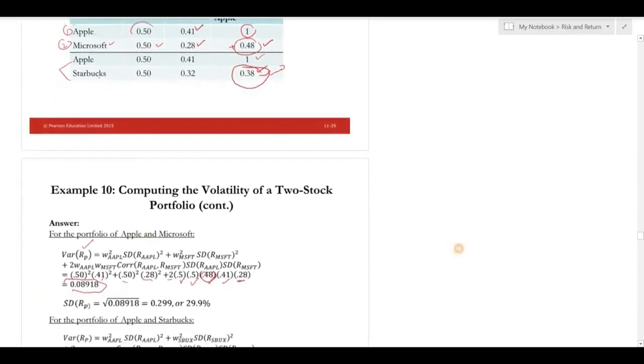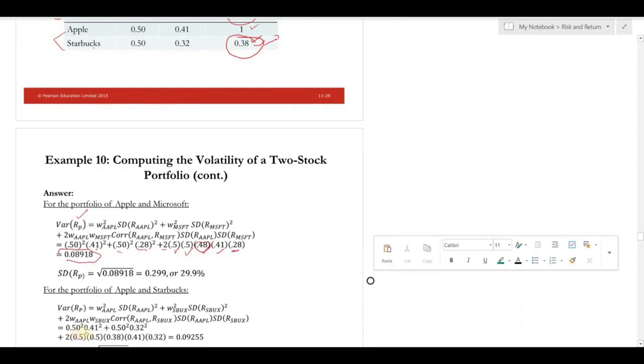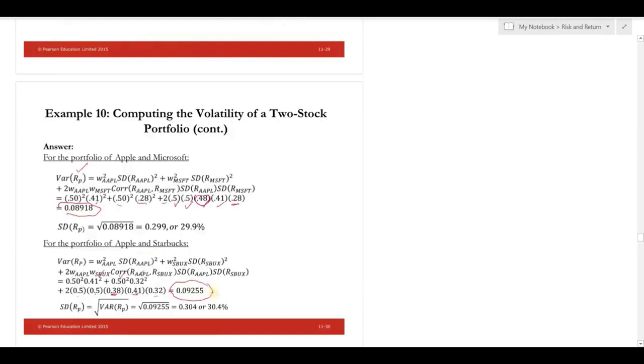And what about the portfolio of Apple and Starbucks? So 50% is the weight of Apple, and 0.41 is the volatility, 50% is the weight in Starbucks, and 0.32 is the volatility, right? Plus 2 times weight of 1, weight of 2, the correlation, which is 0.38, and standard deviation of 1, standard deviation of 2, and the result is 0.09255. If this is the variance, what is the standard deviation? The standard deviation is 30.404% for this one, and the standard deviation of the other one is 29.9%.